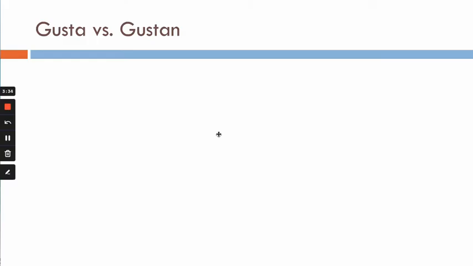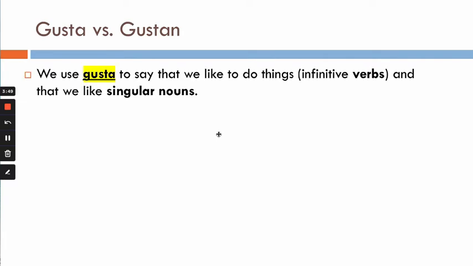So let's start with talking about the differences between gusta versus gustan. And again, now you should be following along on your guided notes and writing them down as you watch the video, pausing as needed to make sure that you're getting everything down correctly. We use gusta to say that we like to do things. That's like our infinitive verbs that we learned a long time ago, bailar, hablar, cantar, dibujar, comer. And then we also can use gusta to say that we like singular nouns, like la pizza, la hamburguesa, el helado.